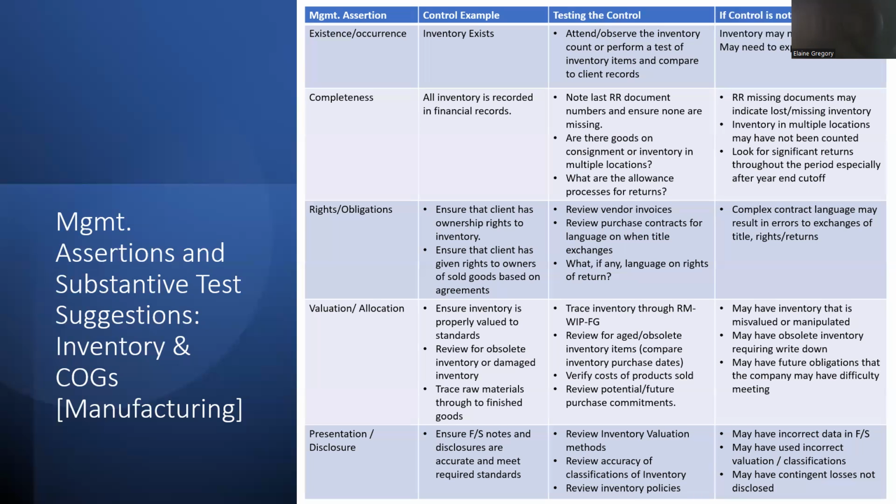So again, observing the inventory, looking at those receiving reports. What is the process for returns? Are goods on consignment? Or do you have inventory located in multiple locations? Perhaps you've got one warehouse that holds the raw material, and then as raw material moves over into the work in process, before it becomes part of the goods, it may be sitting in another warehouse ready for the production line. You'll also have finished goods inventory.